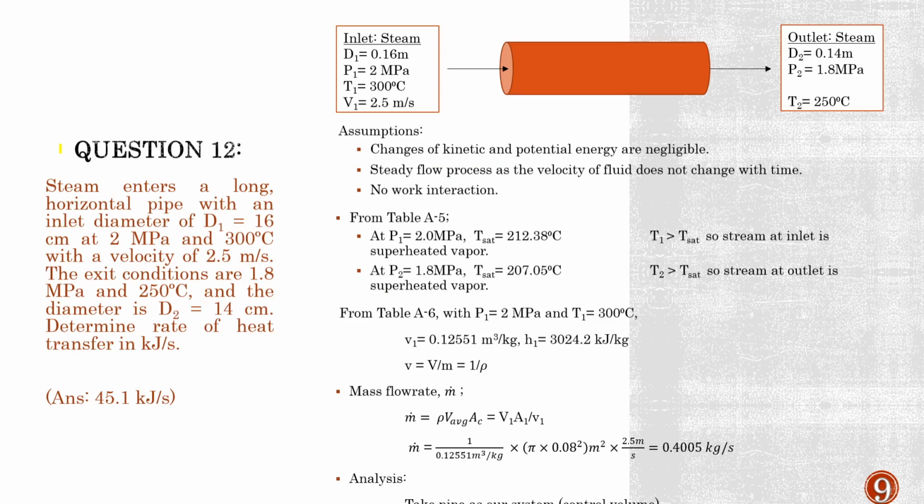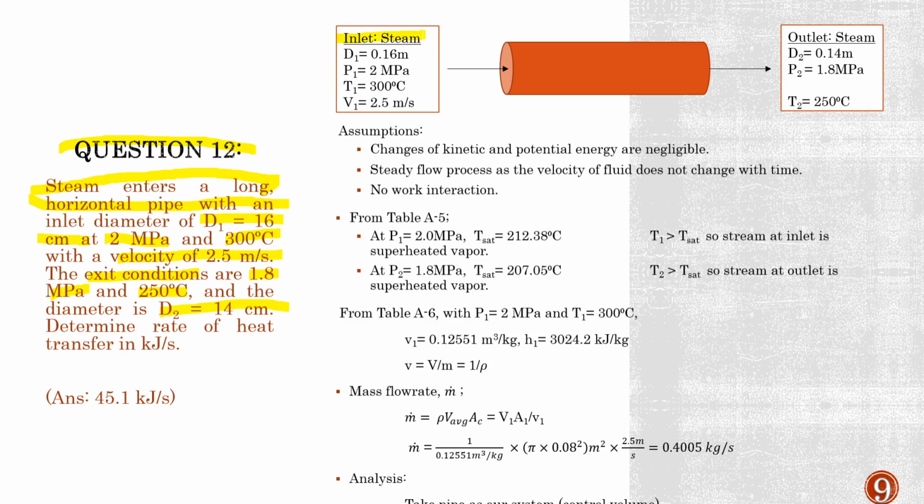Okay, now let's look at question 12, which is tutorial question 12. Steam enters a long horizontal pipe with an inlet diameter of 16 cm at 2 megapascal and 300 Celsius with a velocity of 2.5 meter per second. The exit conditions are 1.8 megapascal and 250 Celsius, and the diameter is 14 centimeter.